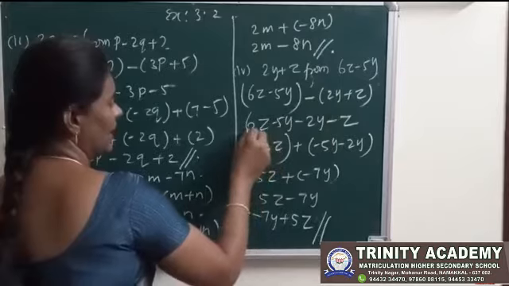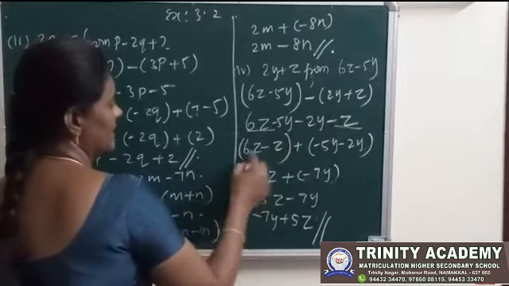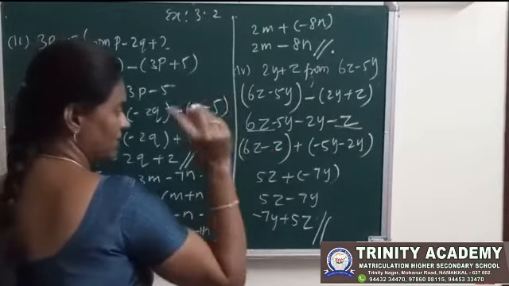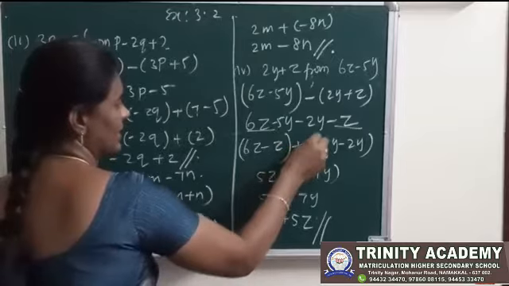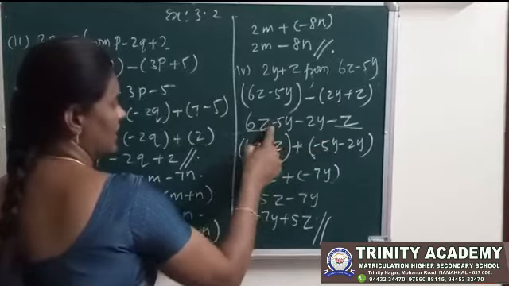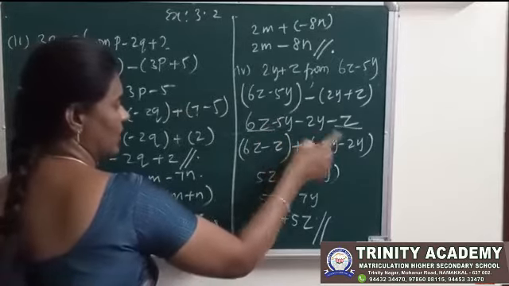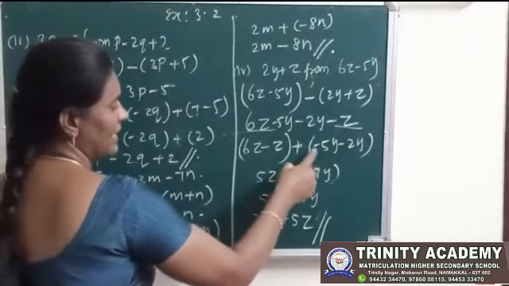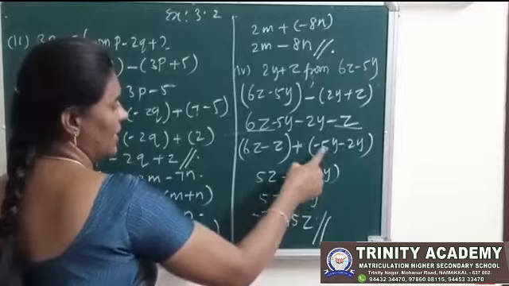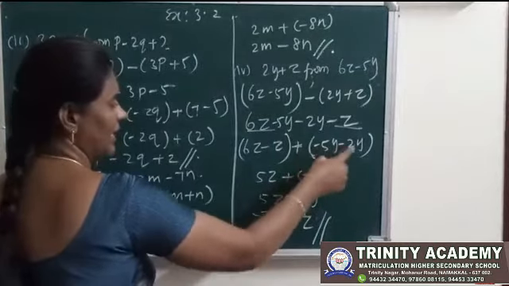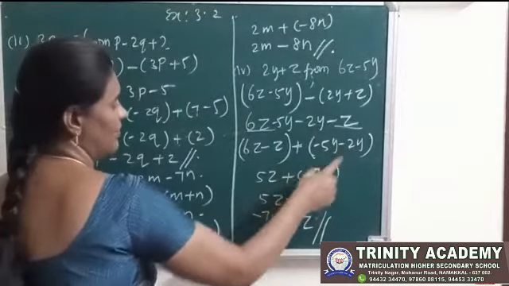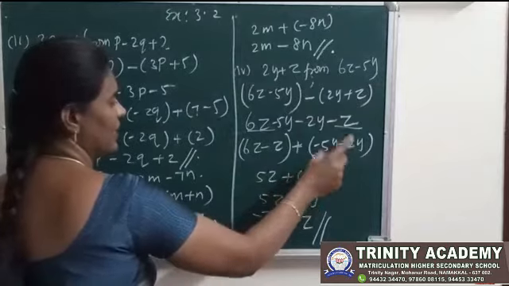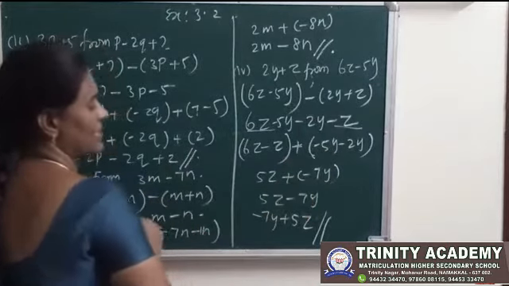Okay, now we group the like terms. 6z and minus z. 6z minus z should be written with the sign. Plus here next y terms. Here minus 5y, here minus 2y. Okay. Now 6z minus z is 5z. Here the signs are the same, so put the same sign. If the signs are the same, we add the coefficients. 5 plus 2 is 7. So minus 5y and minus 2y is minus 7y.